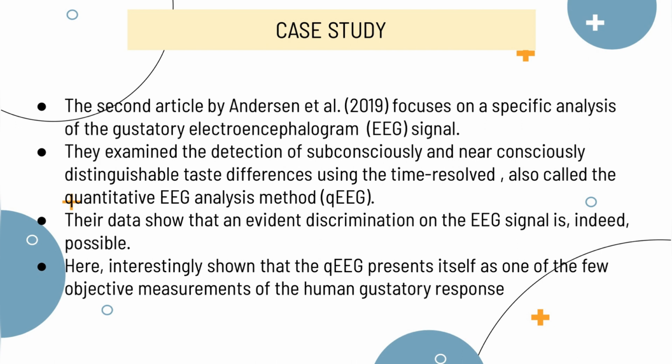The second article by Anderson et al. focuses on a specific analysis of the gustatory electroencephalogram, EEG, signal. They examine the detection of subconsciously and near consciously distinguishable taste differences using the time-resolved, also called the quantitative EEG analysis method, or as a short form, QEEG. In this study, the data show that an evident discrimination on the EEG signal is indeed possible. Here, it is interestingly shown that the QEEG presents itself as one of the few objective measurements of the human gustatory response.